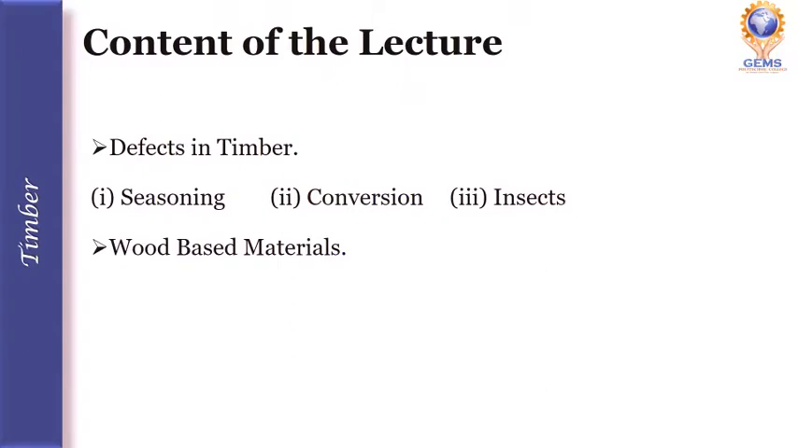In the previous video, we stopped our lecture on the defects of timber. We covered two defects in timber: one is about natural forces, and the other is defects occurring due to fungi. In this video, we are going to see the remaining three defects, that is due to seasoning, due to conversion, and due to insects. And finally, we will see what are the wood-based materials we are using in the constructional field.